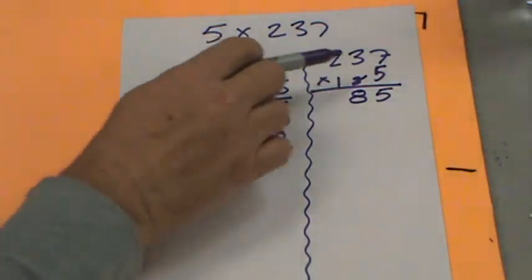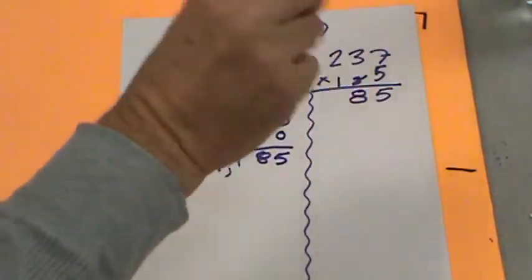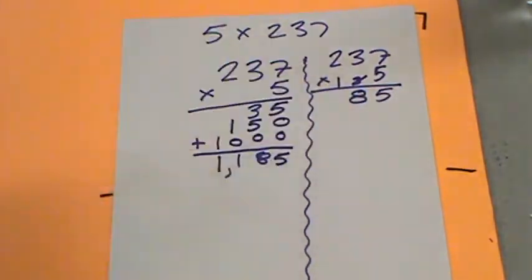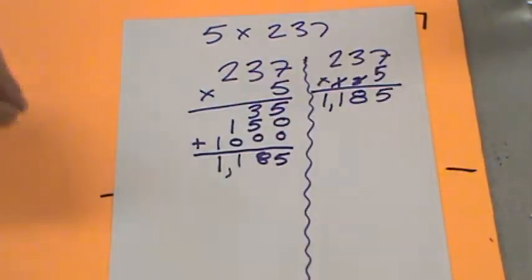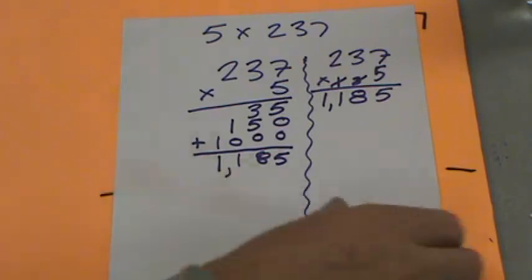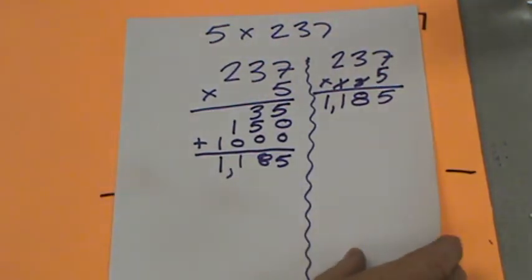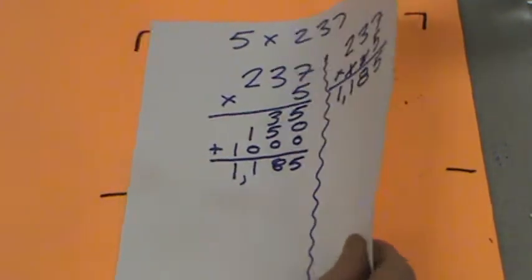So now I have to do 2 times 5. 5, 10, plus that 100. 10 plus 1, 11. Take a look. We got the same answer, did we not? Is that not a thing of beauty? I think it is. We're going to continue on with another one.